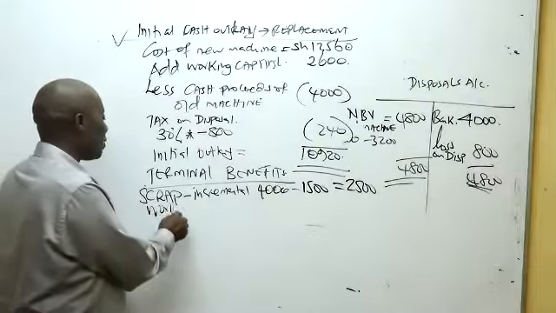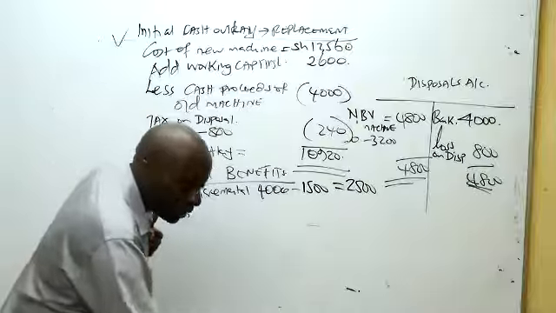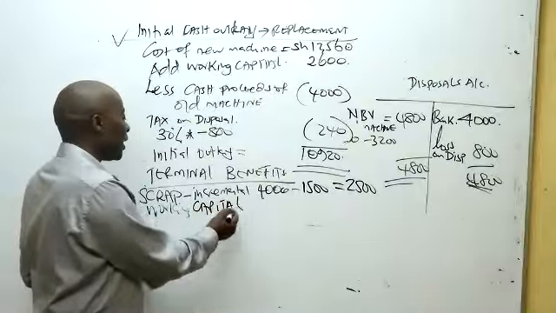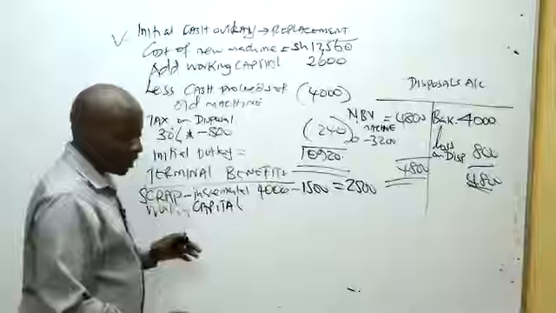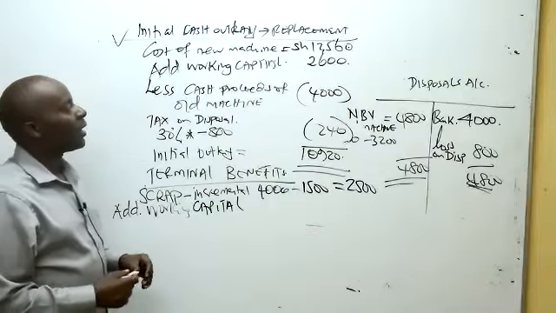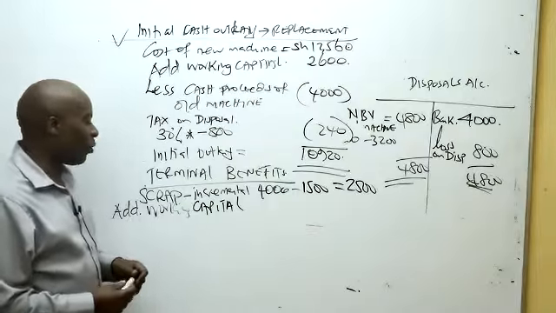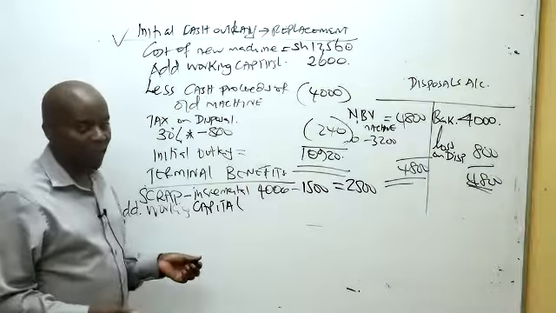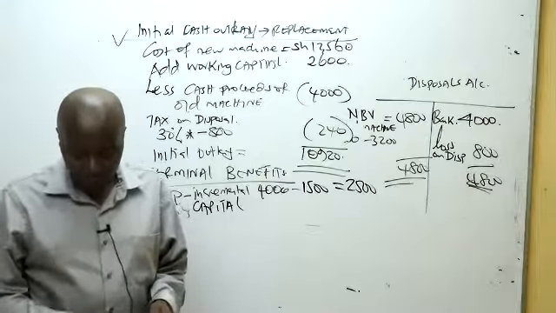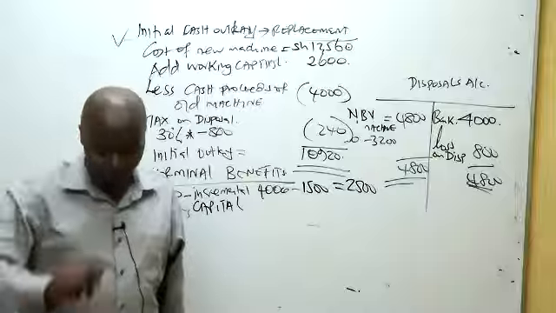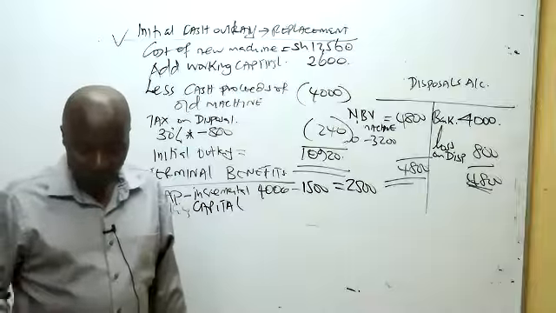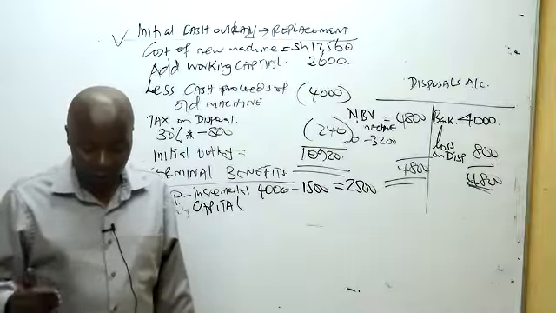Remember that this working capital is capital which is being released to us at the end of the project, so we are adding it. Also remember, for working capital, we talk of incremental. Please look for information which is talking of this working capital. It's paragraph number 2, where they have told us the new machine is expected to cost 12.56 million with a salvage value of 4 million at the end of its useful life of 5 years.